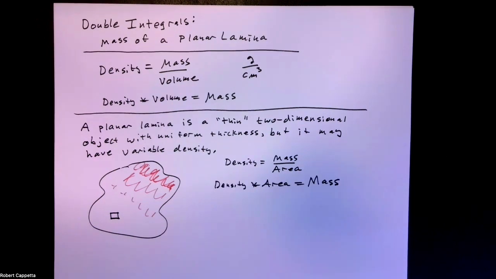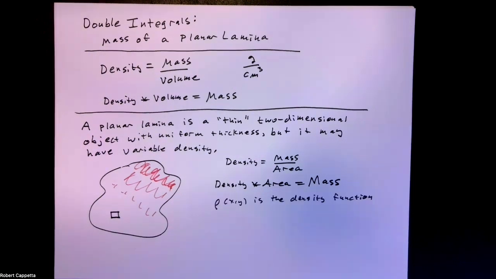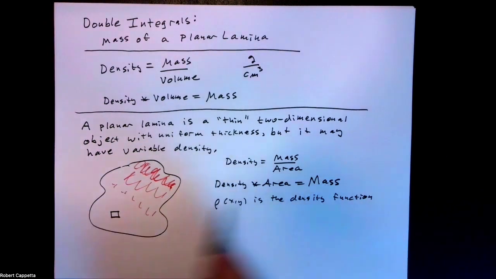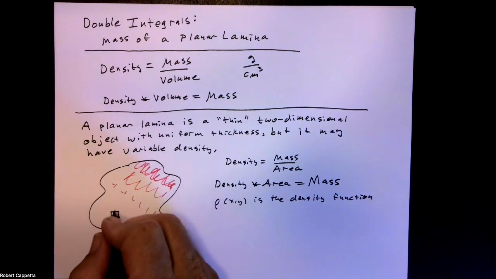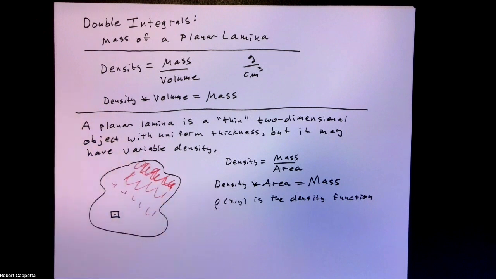Well, we mentioned that it has variable density. So the density is changing as x and y are changing. So let's name the density function. And I like to use the letter rho, lowercase rho. So rho of x, y is the density function for this lamina. So now what would the mass of this little piece be? The density would be rho of x, y at some point x, y.